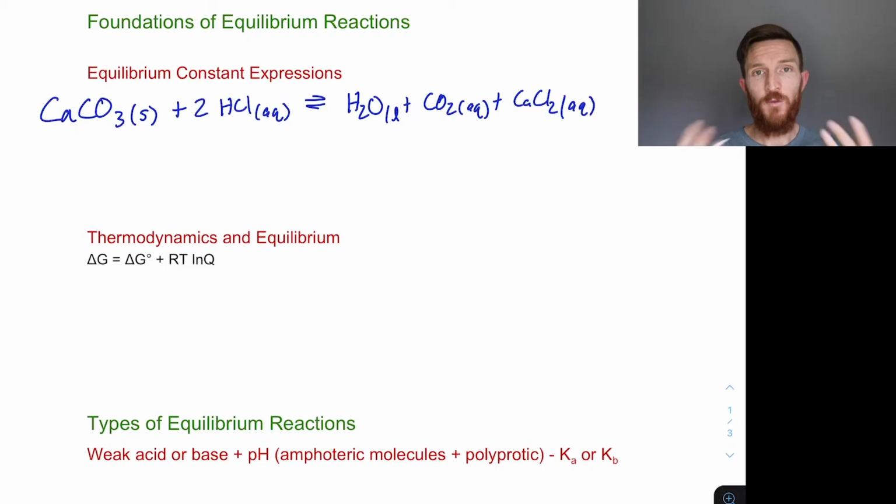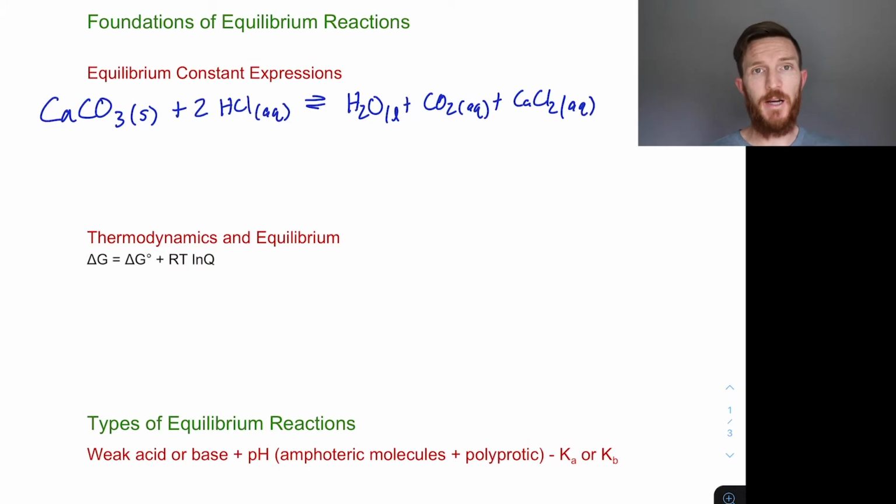So in this video we're going to focus on the foundations of equilibrium. We're going to talk about different types of equilibrium reactions that we're going to focus on in this course. We're going to talk about some of the foundations related to equilibrium constants and how that relates back to our equilibrium expressions, as well as a connection to thermodynamics. So first, let's go ahead and just start with a reaction here.